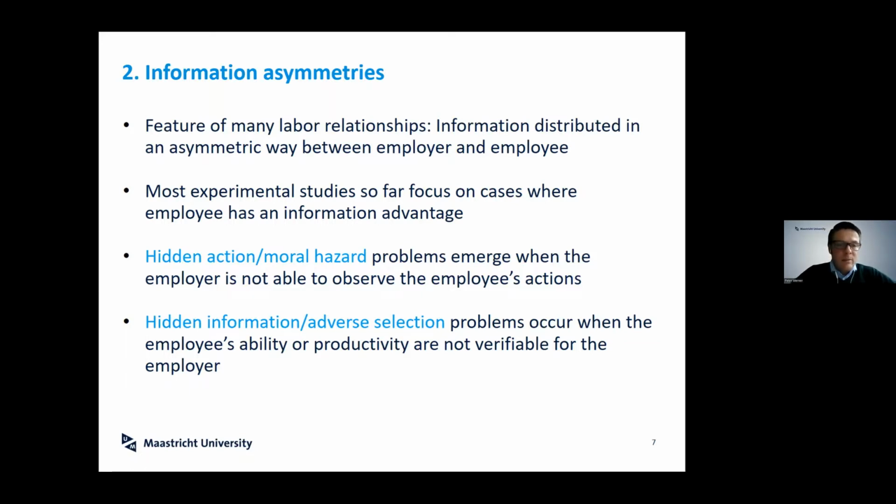For instance, if the employer cannot monitor the employee, then the employee might have incentives to act in a way that is not optimal for the principal, for instance, by providing too low effort. The second class of problems in this area is related to hidden information or adverse selection problems. And these occur when the employee's ability and productivity are not verifiable for the employer. A classical example is that the employer cannot observe the ability of the employee, and then the employee might have incentives to claim that he or she is of high ability when, in fact, the true ability is low.